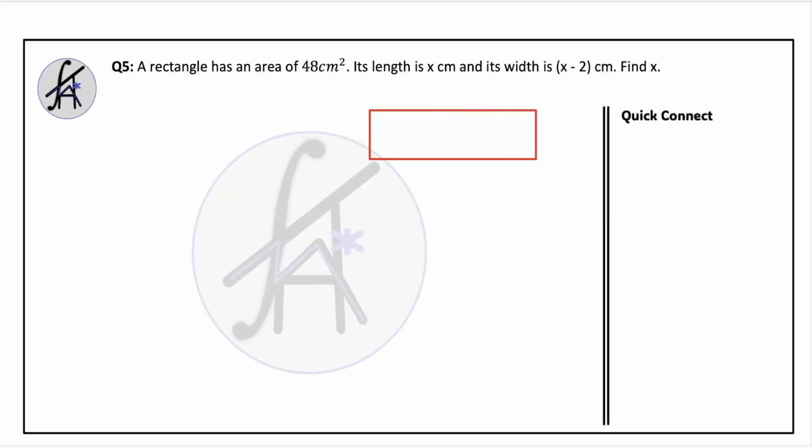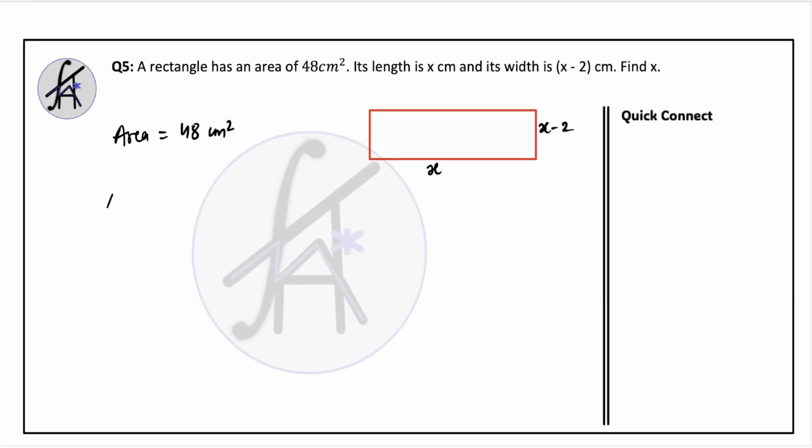So we have here a rectangle that has an area of 48 squared centimeters. So that is fine. The area is given to us, that is 48 squared centimeters. Okay, its length is x. So let's say, for example, the length is x and its width is x minus 2. Find x. That's quite easy. It's only just wording the question. That is it. Once you figure it out, nothing would be easier than this.